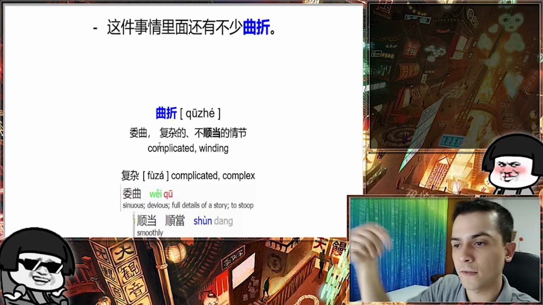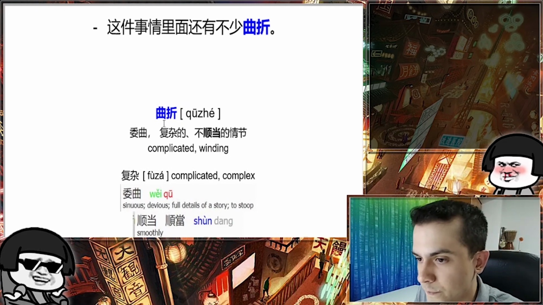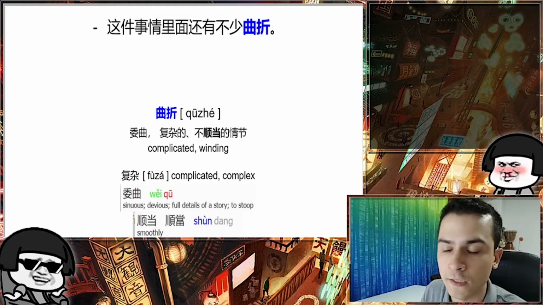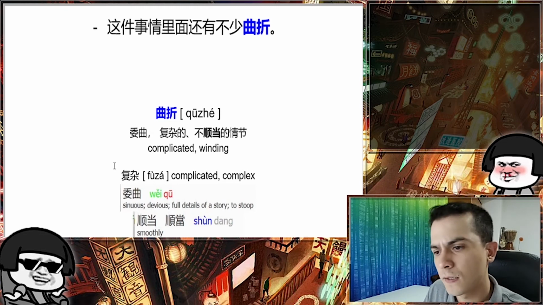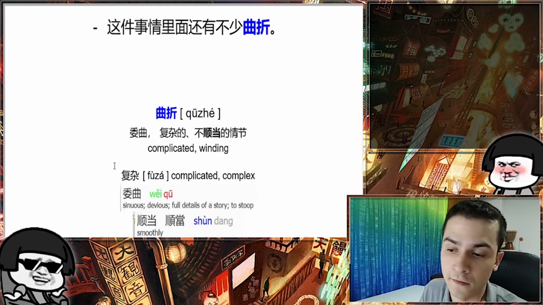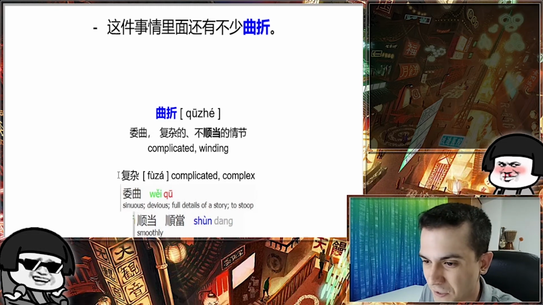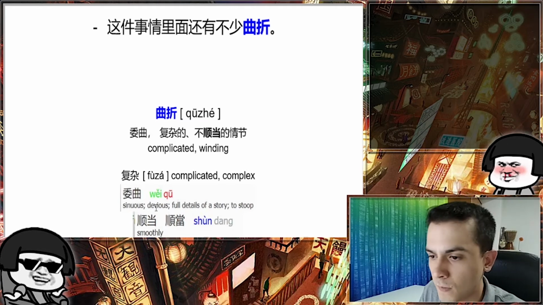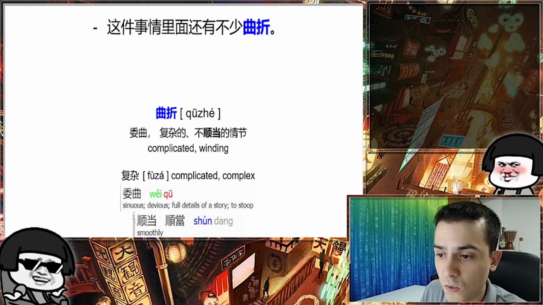So let's go back to the pronunciation of the new words we have studied. 曲折, complicated, winding. 复杂, complicated. That's a pretty easy word, actually. 委屈 means something devious, full of details if we're talking about the story. And the last one, to go smoothly, 顺当.